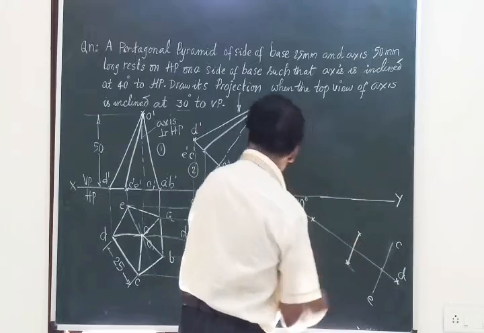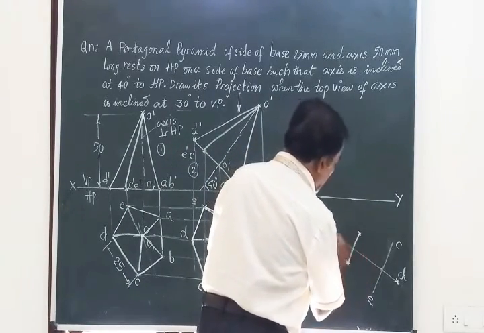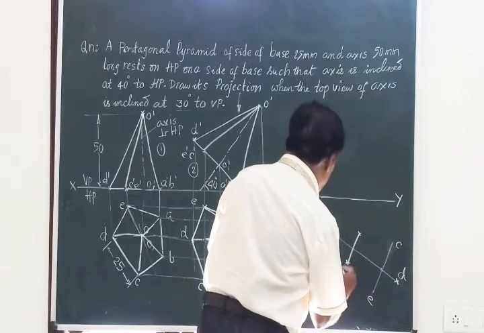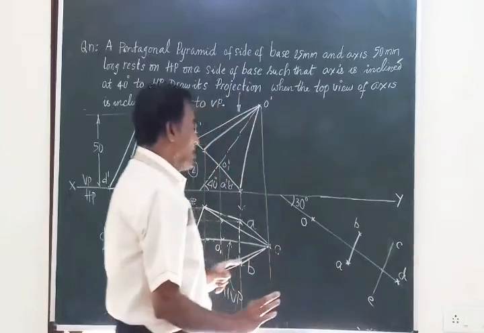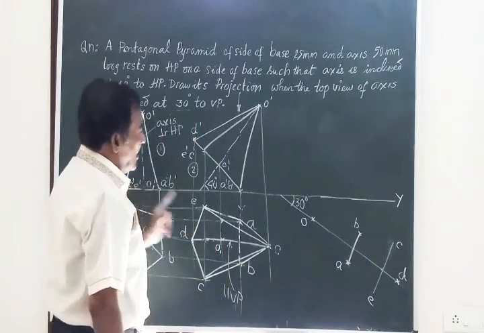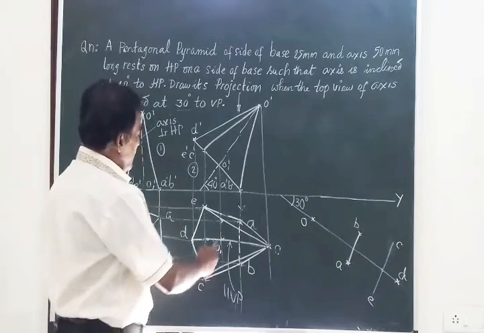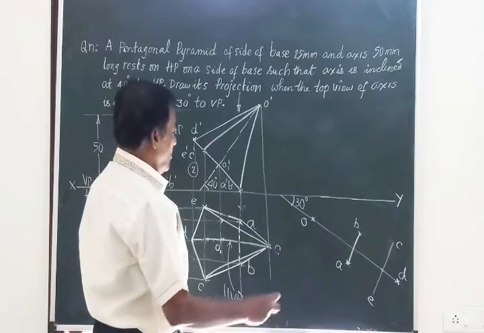Mark that AB. So this is ABCDE. This should be A, and this is B, C, D, E. I have got all the 5 corners of the pentagon. Then I have located this also. So whatever the lines are joined here, follow the same procedure and get all these.